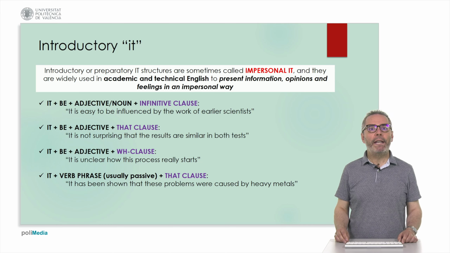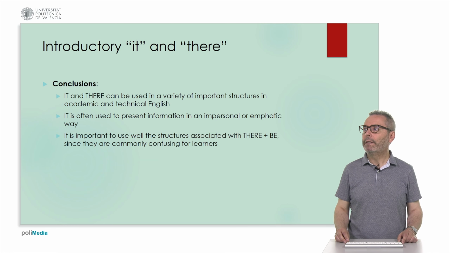It followed by be, adjective, and that clause. It is not surprising that the results are similar in both tests. Followed by an adjective and a WH clause. It is unclear how this process really starts. Or followed by a verb phrase, usually in the passive, plus a that clause. It has been shown that these problems were caused by heavy metals.